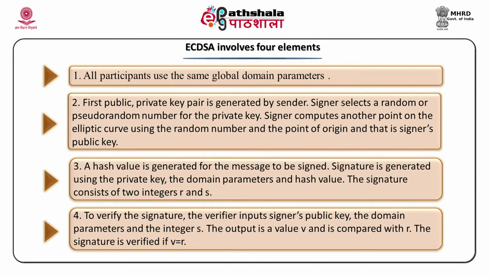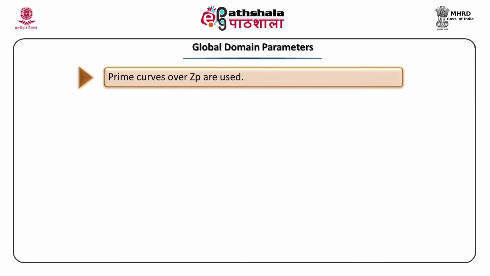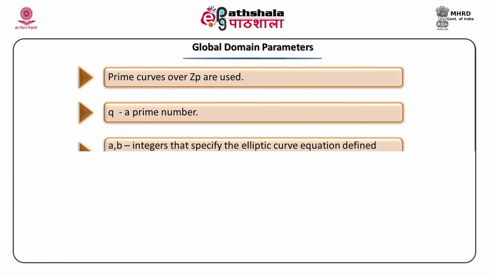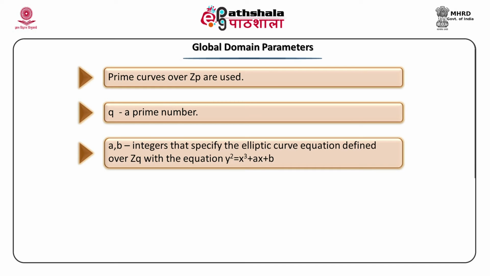The first step talked about the global domain parameters. Now, let us check how to generate these global domain parameters. Prime curves over Zp are used. In the discussion of group, ring and field, I taught you Zp is nothing but a set of elements between 0 and p minus 1 if p is a prime number. q is a prime number, a and b are the integers that specify the elliptical curve equation defined over Zq, the equation being y square is equal to x cube plus ax plus b.